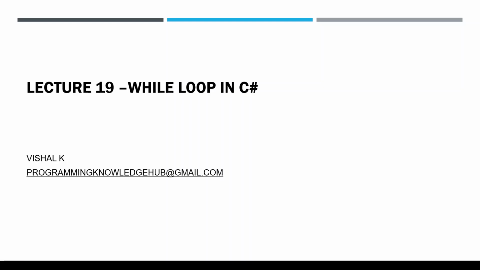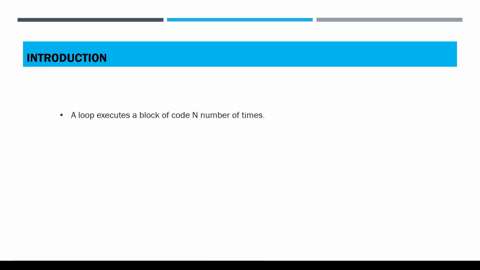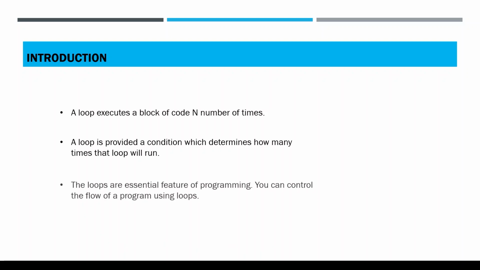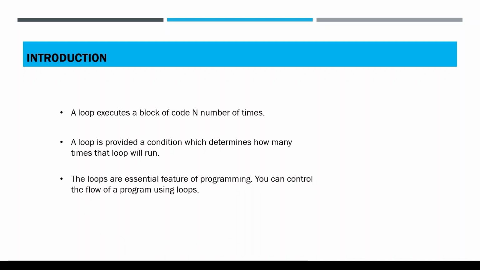My name is Vishal. In this lecture, we will understand the concept of loop and we will learn about one of the basic loops in C#, that is the while loop. A loop executes a block of code n number of times. A loop is provided a condition which determines how many times that loop will run. Loops are an essential feature of programming. You can control the flow of a program using different types of loops.